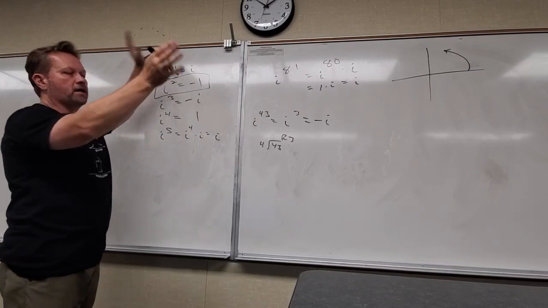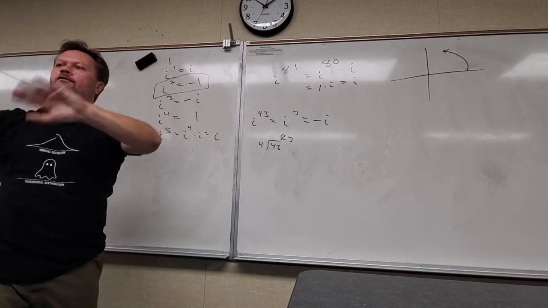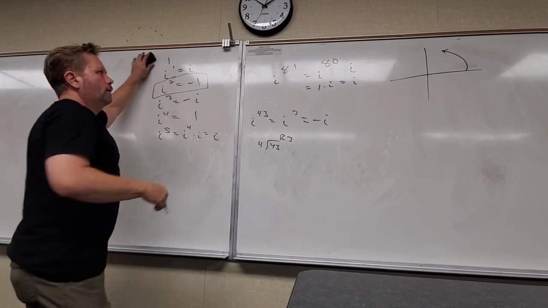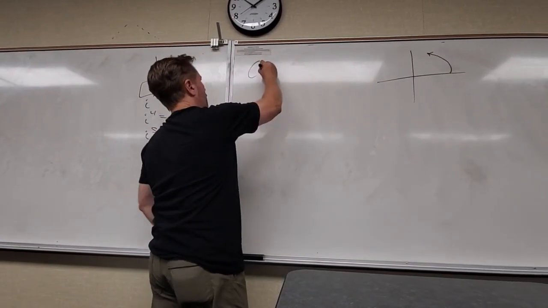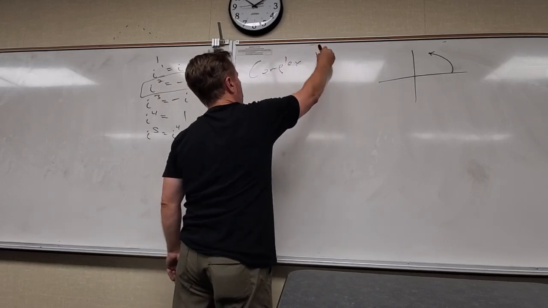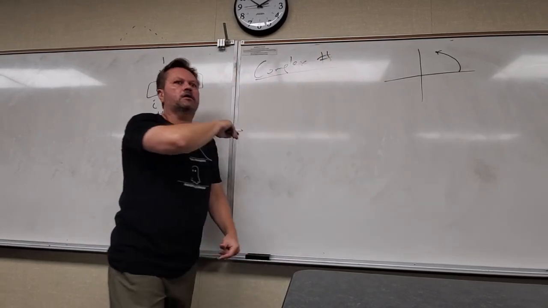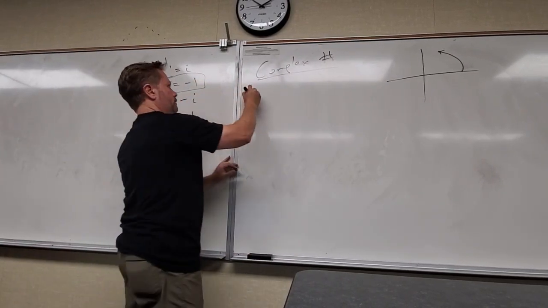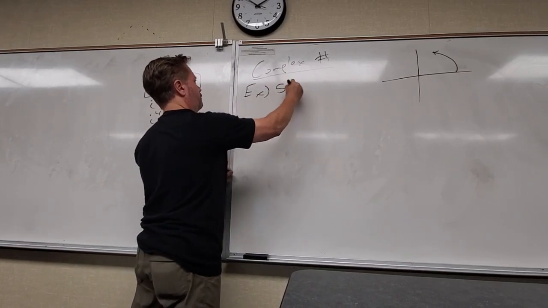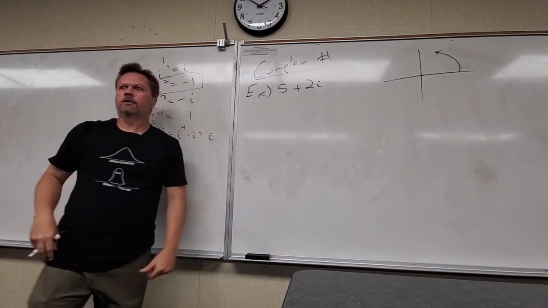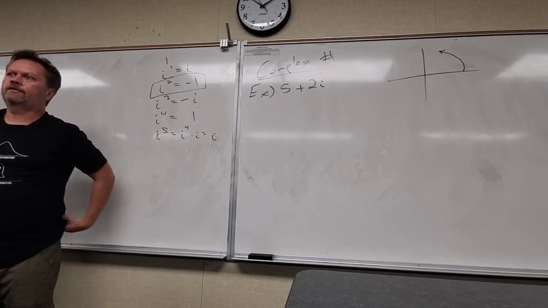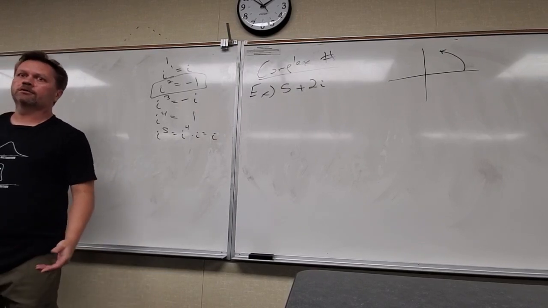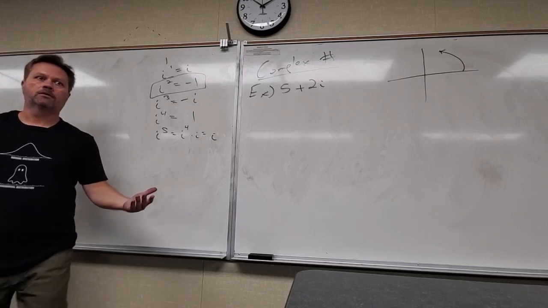i is an imaginary number, is what its name is, unfortunately. A complex number. Every number you've ever seen is actually a complex number. A complex number looks like this: 5 plus 2i. Does it have a real part? What's the real part of that? 5. What's the imaginary part of that? 2i.